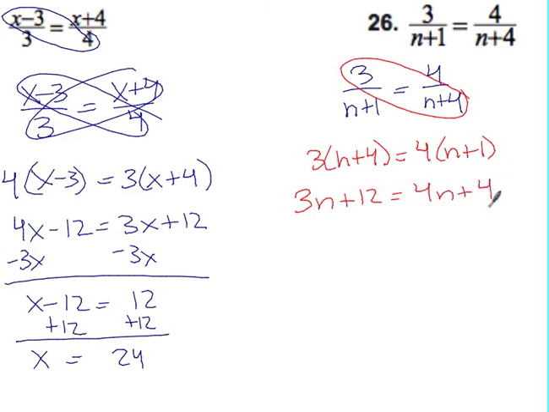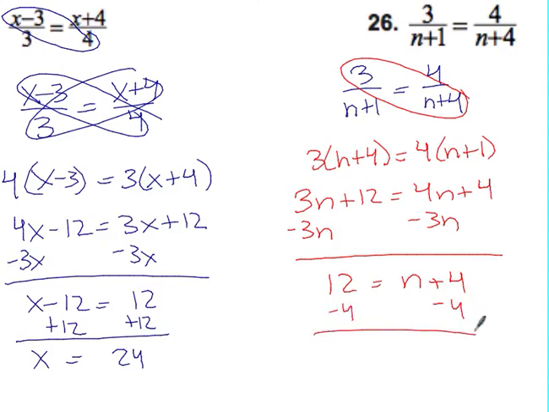Alright, and we can subtract, let's just grab the smaller n. So we'll subtract 3n from both sides. That gives us 12 equals n plus 4. Subtract 4 from both sides. We get 8 equals n, or n equals 8.